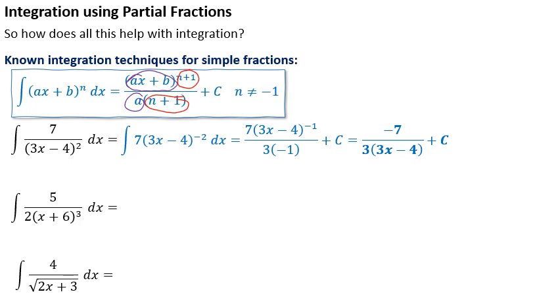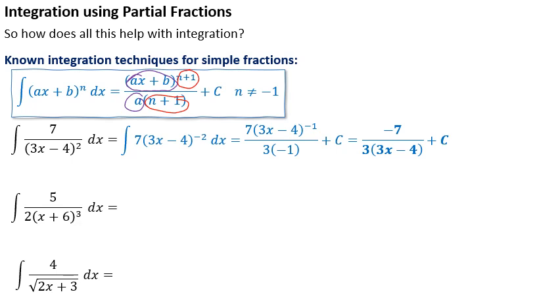Okay, here's the first one. By rewriting the bracket with a power of minus 2, we can turn it into 3x minus 4 to the power of minus 1 divided by minus 1. We also remember to divide by 3, the derivative of 3x minus 4. We still have the 7 kicking around. That just stays there at the front, and it shouldn't bother us.